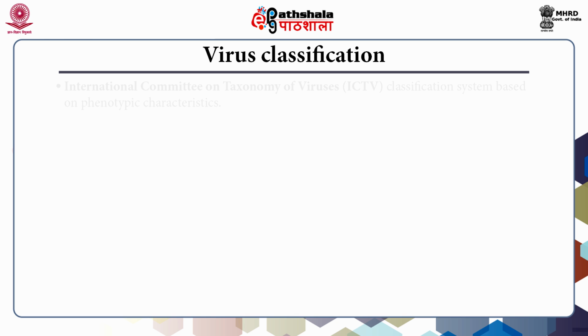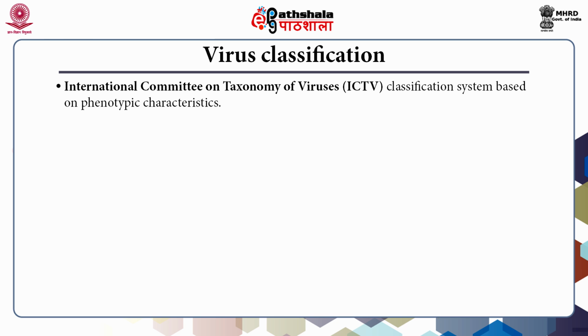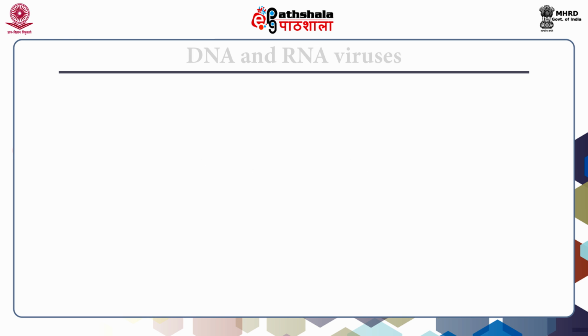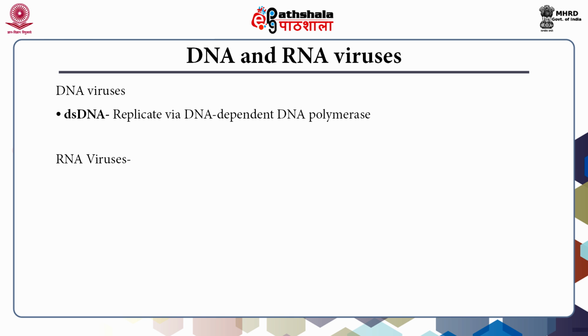For the classification, the International Committee on Taxonomy of Viruses classification system was generated based on phenotypic characteristics. First, the Baltimore classification system is based on the nucleic acid present. So, it could be DNA virus or RNA virus, single stranded or double stranded kind. Based on the nucleic acid material, they are classified into 2 classes, the DNA viruses and the RNA viruses. The DNA viruses are further classified as double stranded DNA virus, which replicate via DNA dependent DNA polymerase. Then the single stranded DNA virus, which creates double-stranded DNA first by host DNA polymerase.